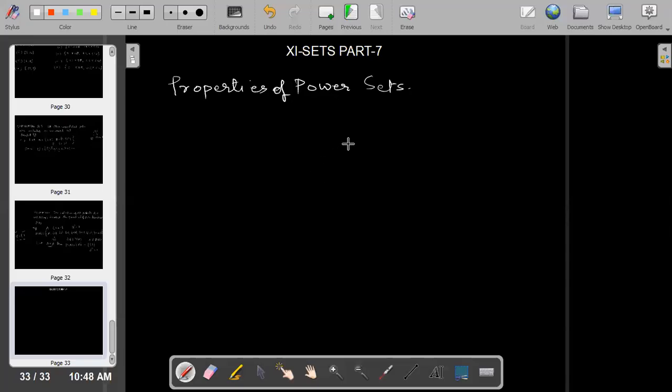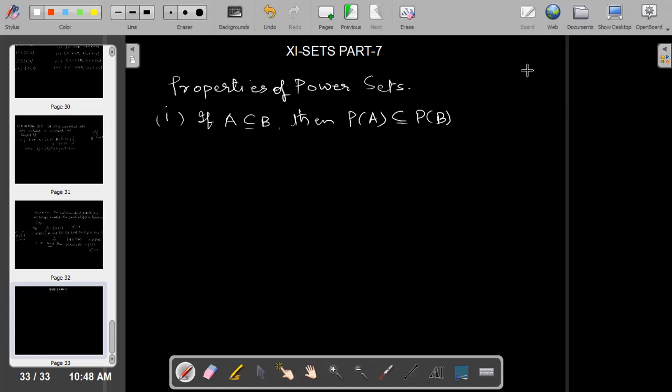Some properties of power set are discussed today, and after that we will do exercises, then Venn diagrams. So if A is a subset of B, the power set, as we have seen, is the set of all subsets of a set. If A is a subset of B, then the power set of A will be a subset of the power set of B. Obviously, the power set of A will be a subset of the power set of B.